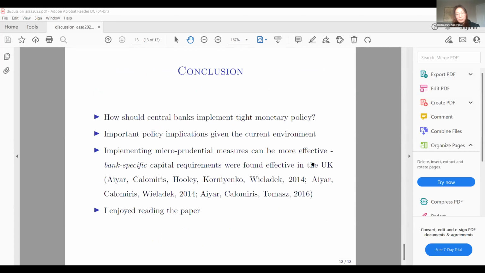Another thing, Killian is actually talking a lot about financial stabilization policies, but in the UK, they're actually implementing bank-specific capital requirements, and they found that it was very effective. So if anything, I think Killian should cite these papers. And we can think about how we can improve monetary policy. I enjoyed reading this paper, and thanks for letting me discuss it.